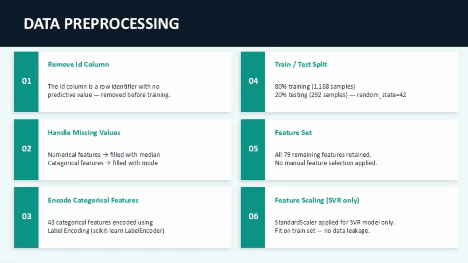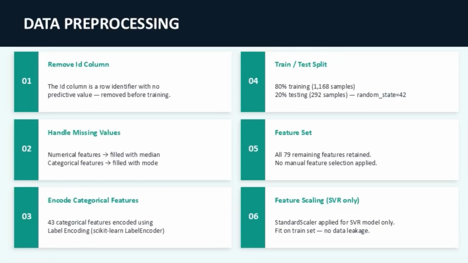Now let's talk about how we prepared the data. First, we removed the ID column because it is just an identifier and does not contribute to prediction. Next, we handled missing values. For numerical features, we used the median because it is less affected by outliers. For categorical features, we used the mode, which is the most frequent value. Then we encoded categorical variables using label encoding, so that machine learning models can process them.